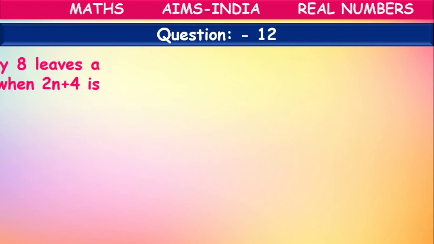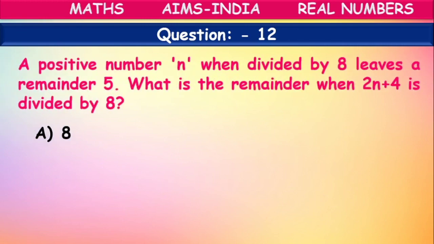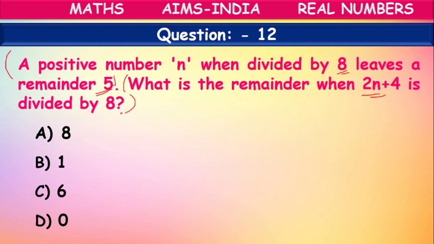Okay children, let's see another question. A positive number n when divided by 8 leaves a remainder 5. This is the first statement. Now, what is the remainder when 2n plus 4 is divided by 8?